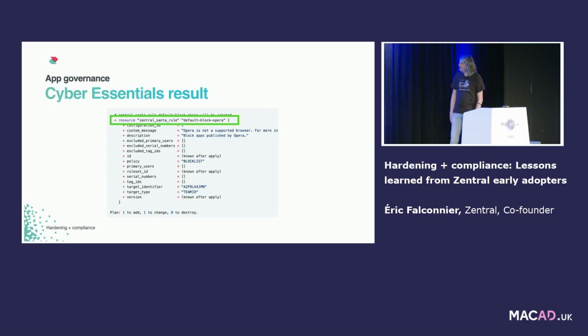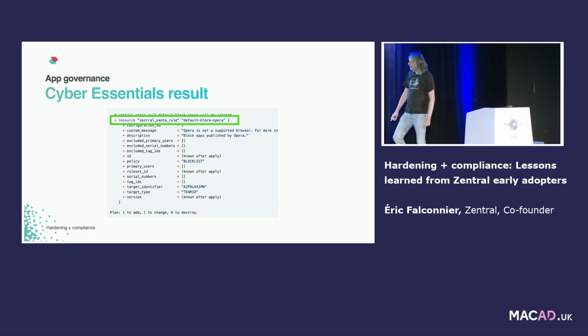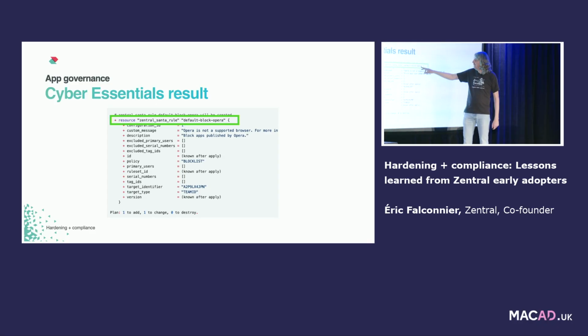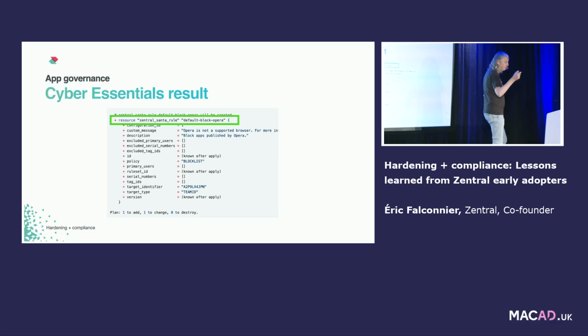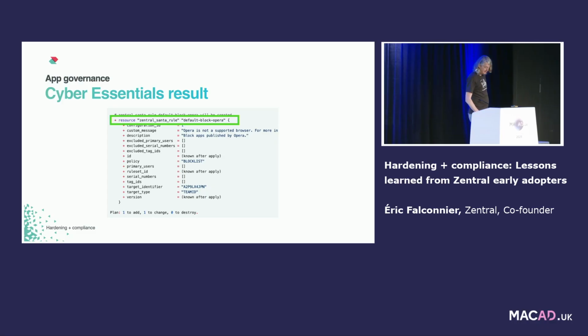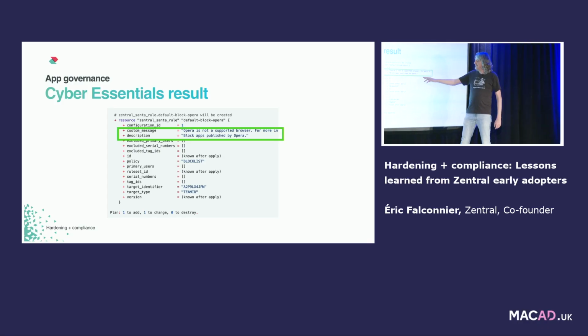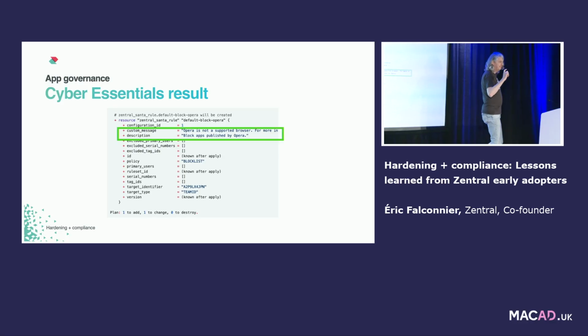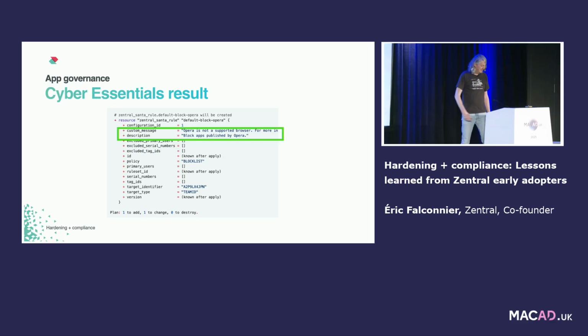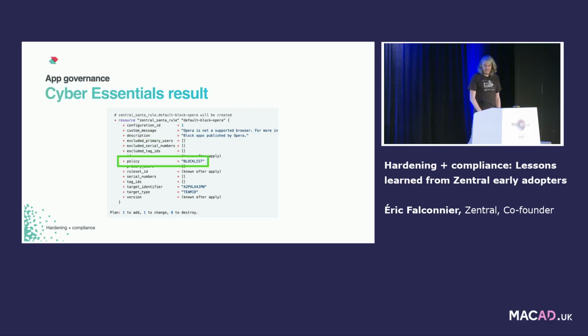So here you can see it's defining a resource. It's our own resource, Zentral role, and you give it a name. So it's a reference to know if it's a new resource or an update. Here you can see I'm saying Opera is not supported. So this is a custom message we can show in the popover, but it's configured in Terraform. Here you can see the type of policy, so we are blocking. And here you can see what we are blocking.